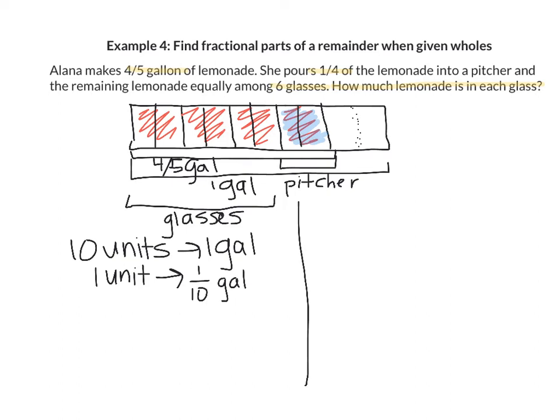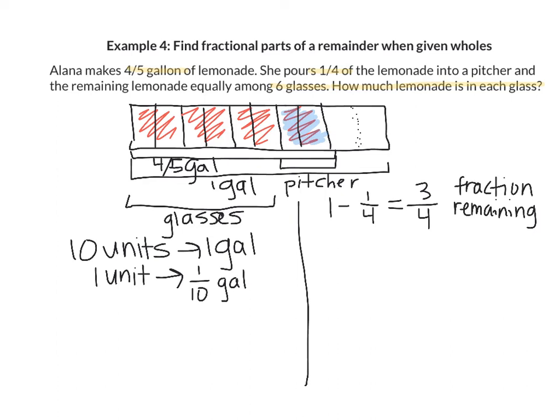Now we'll look at another strategy that we can use to solve the problem. Because she pours 1/4 of the lemonade into a pitcher, we can figure out the fraction of the remaining lemonade by using 1 to represent our total amount of lemonade, subtracting 1/4 to show the fraction of the lemonade that she poured into the pitcher, and that equals 3/4.